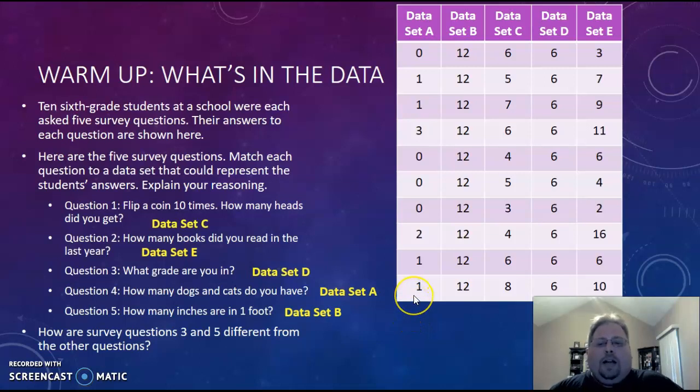And then you had a question, how are survey questions 3 and 5 different from the other questions? Basically with questions 3 and 5, what grade are you in and how many inches are in 1 foot, for this particular group of students, there is no variability. That means there's no difference in their answers. Their answers should all be the same. If you look at the other data sets, A, C, and E, there are different numbers for each one.